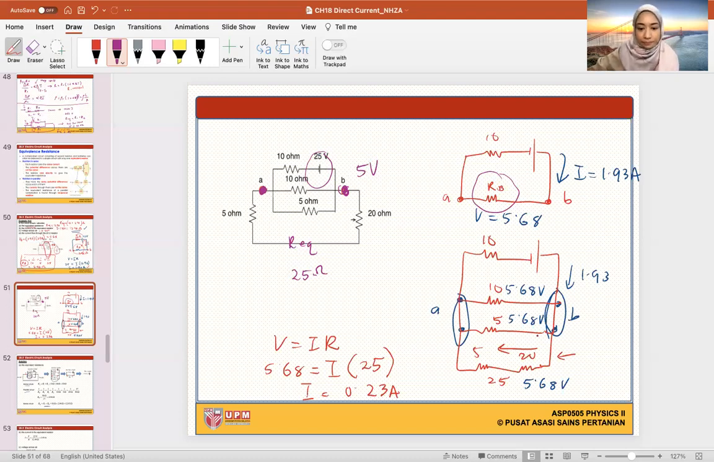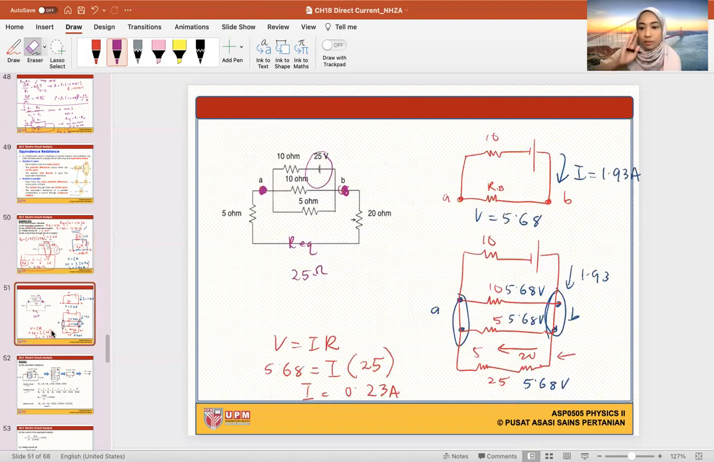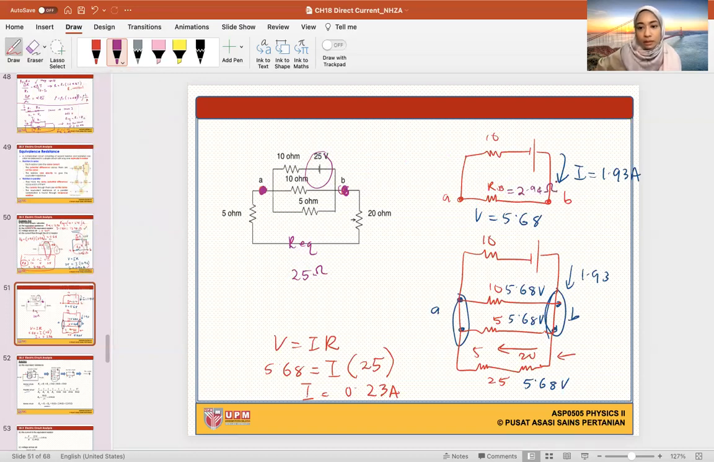Okay, with that said, yesterday, this is not 5 volt. We found out that the V over here is 5.68. How did we calculate for that? We made it into RB. Okay, let's see what was RB. I forgot actually. RB is 2.94. Oh, I said 2.93, I think. Okay, so 2.94 ohms, right?